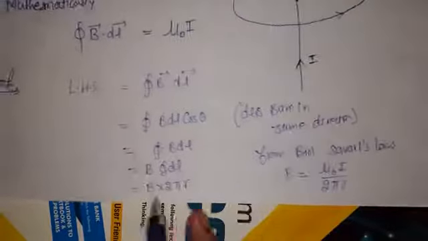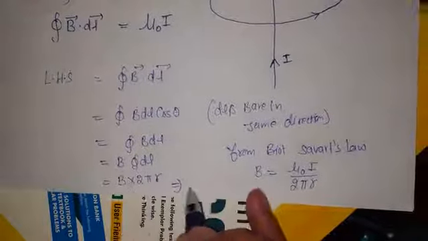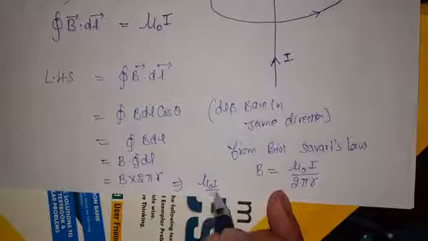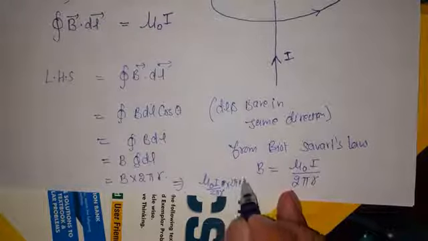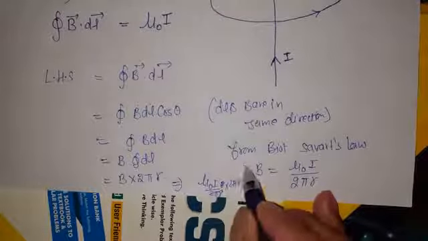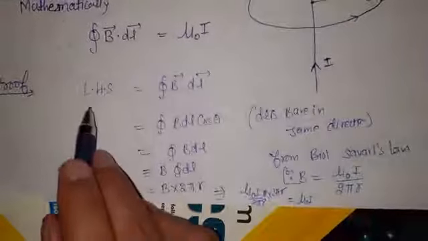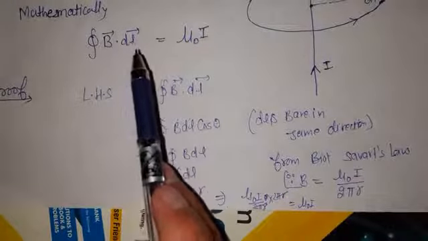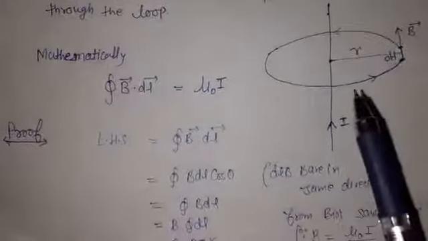Okay, so let's put it here. So that implies we are getting this B value will be μ₀I upon 2πr into 2πr. So this is going to cancel, and finally we are getting over here that it is μ₀I. Okay, so thus we have proved that the left hand side of the equation is equal to the right hand side over here. So here the line integral of the magnetic field on a closed loop is equal to μ₀ times the current which is passing through that circuit.